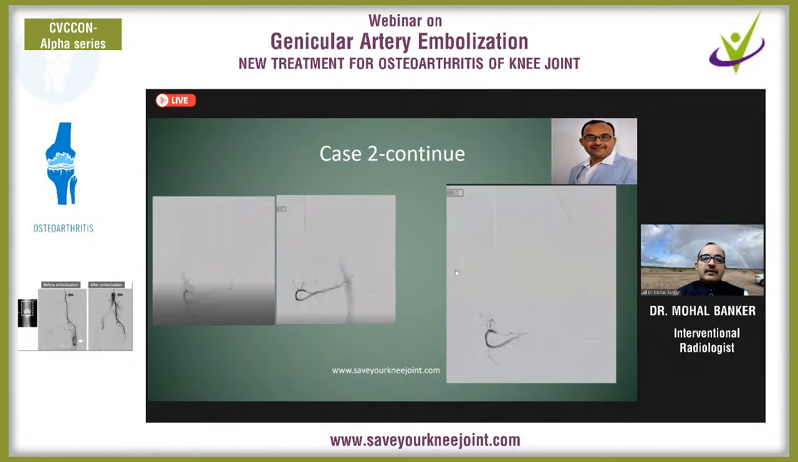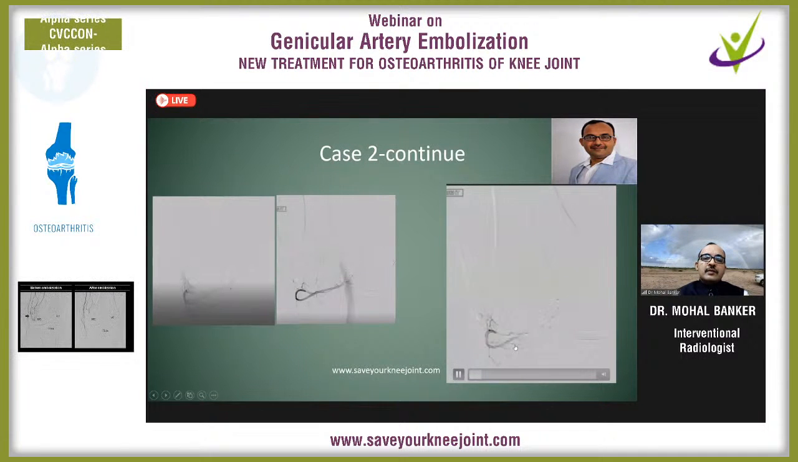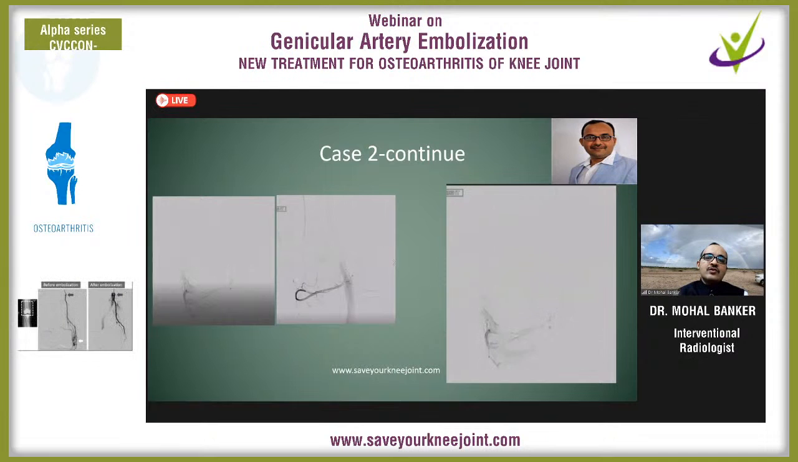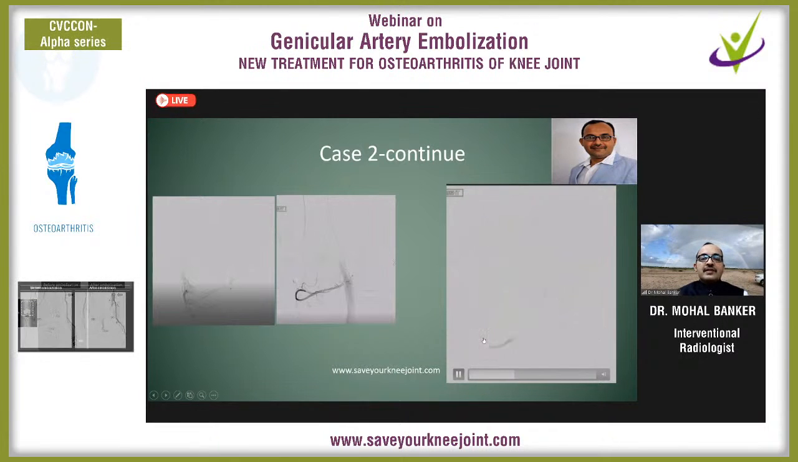Like in here, the superolateral genicular arterial branch has a selective angiography done, and with this angiography, we are able to find this vascular flush over here. This triangular area shows hypervascularity. These are newly formed vessels over here, and the patient has pain in the same region, and MRI also shows chronic inflammation in the same region.